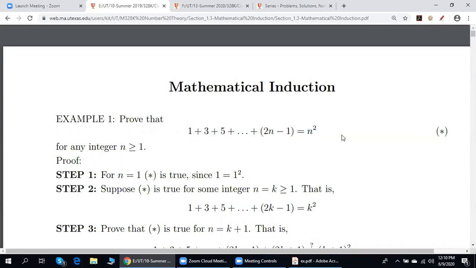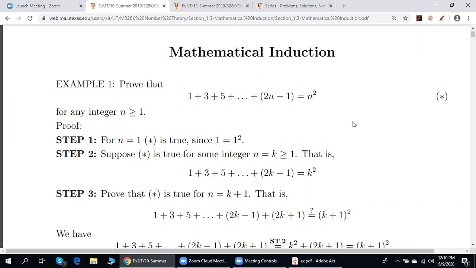How do we prove it? One way to prove it is to use mathematical induction. Here is what mathematical induction is all about. Step 1, check this for the lowest possible n. In our case, our lowest possible n is 1. As we discussed, for n equal to 1, this is true because the left-hand side becomes 1, and the right-hand side becomes 1 square. Indeed, 1 is equal to 1 square.